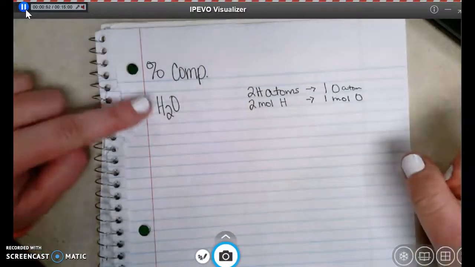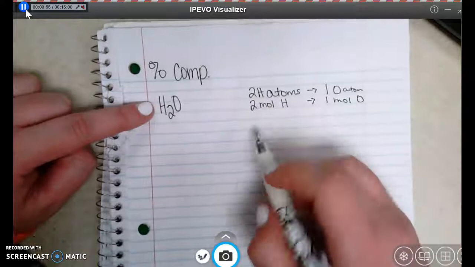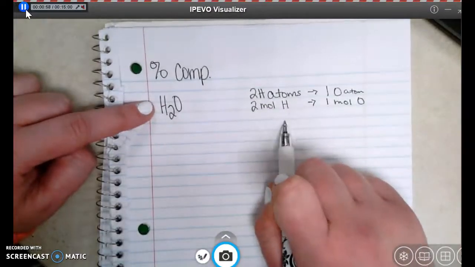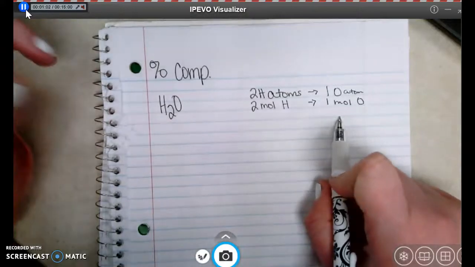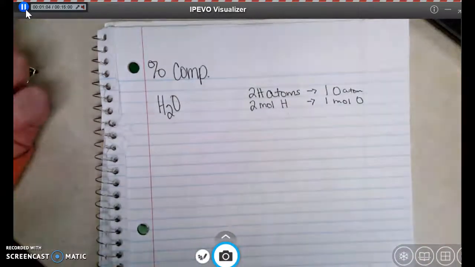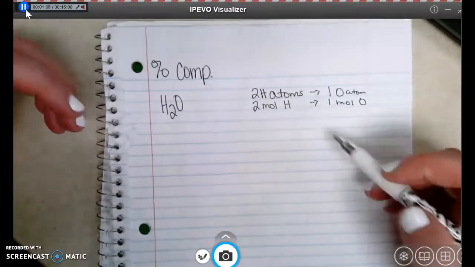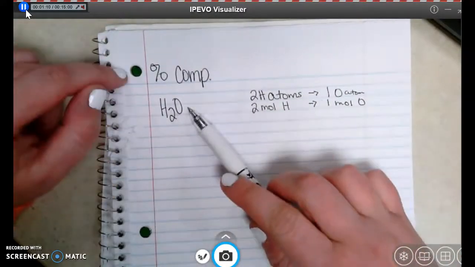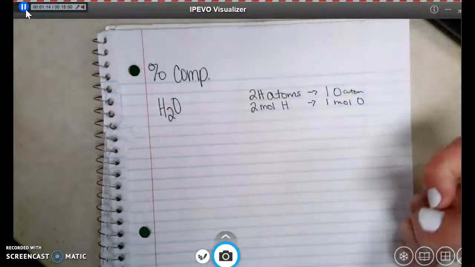Now the important thing is that this does not mean that for every 2 grams of hydrogen, I will have 1 gram of oxygen. That is because oxygen is so much bigger, it's not proportional. So in order to figure out your weight comparisons, we have to do a little bit of math.